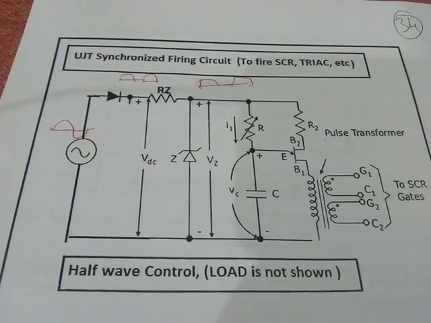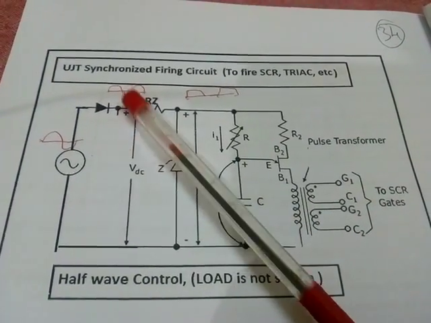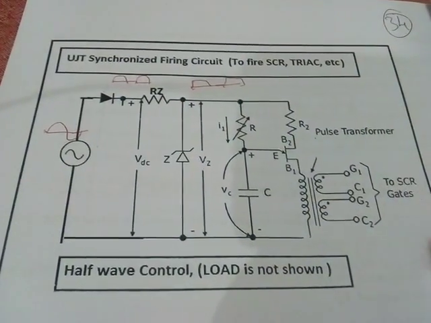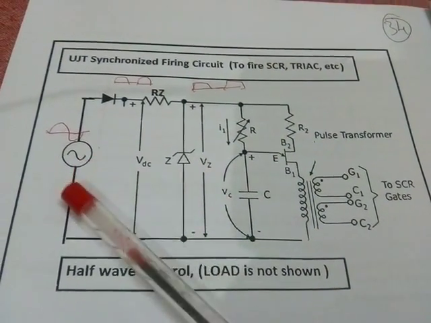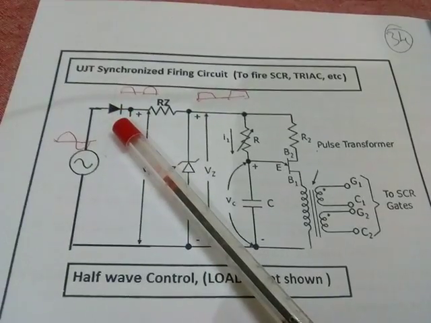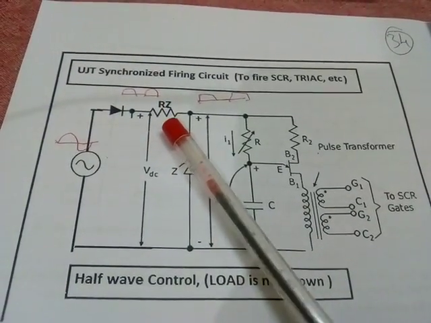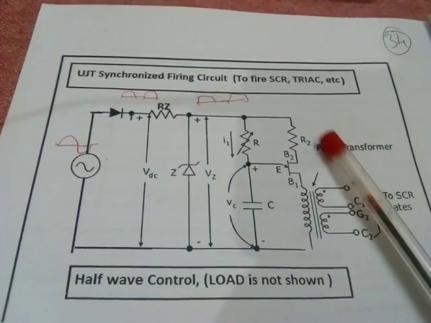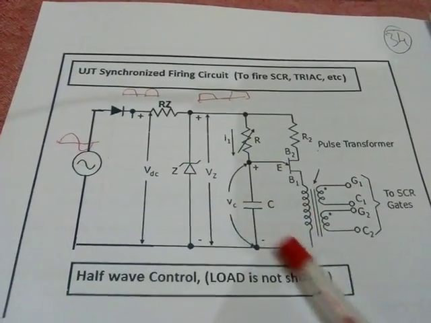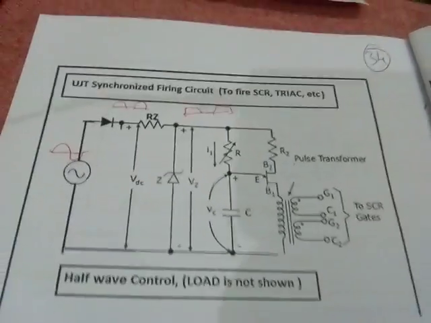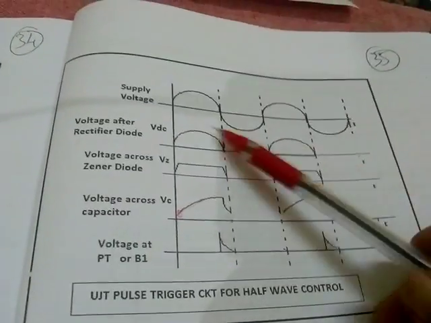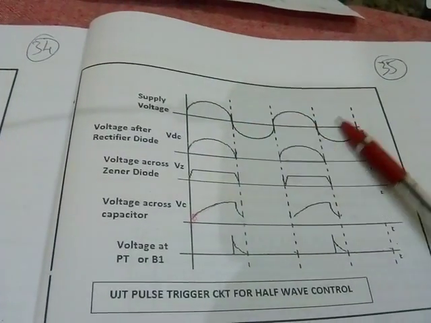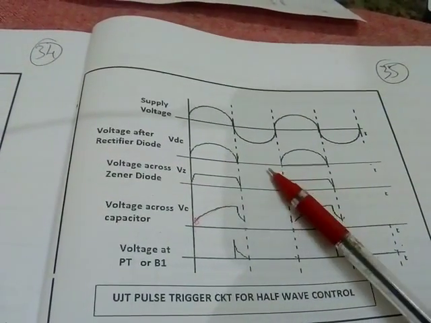Class 25: UJT firing circuit for SCR. The circuit has an AC supply, a diode, a current limiting resistor for the Zener diode, and a UJT in relaxation oscillator mode. So you have here the AC supply. After the diode you get only positive half cycles.